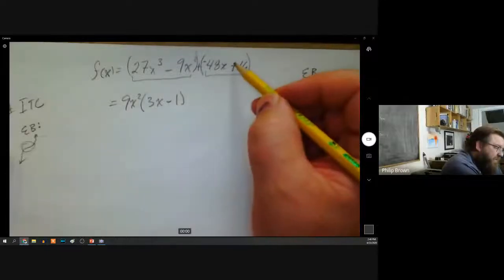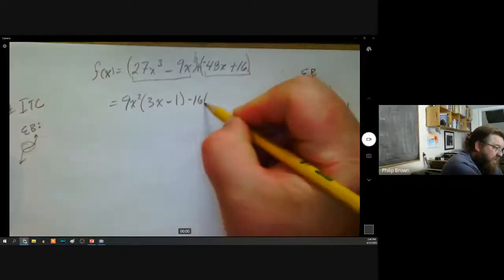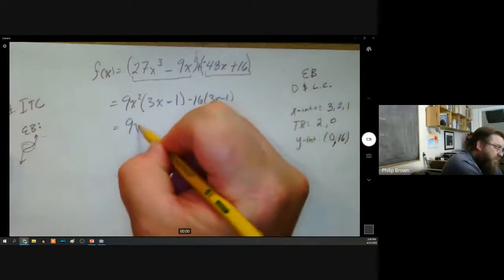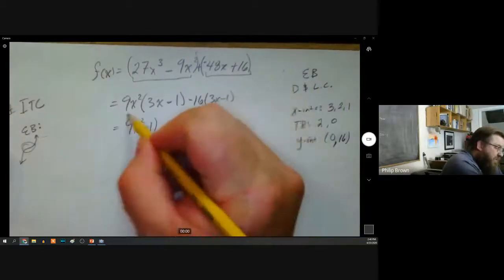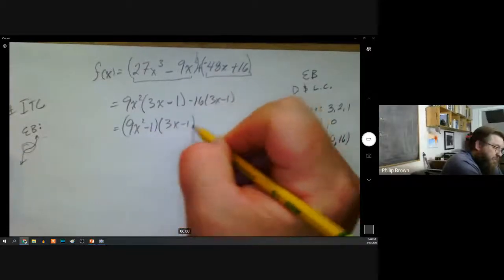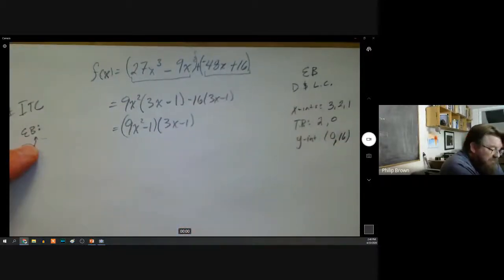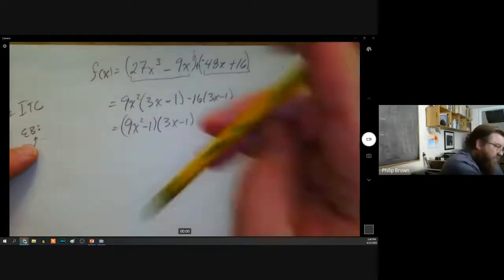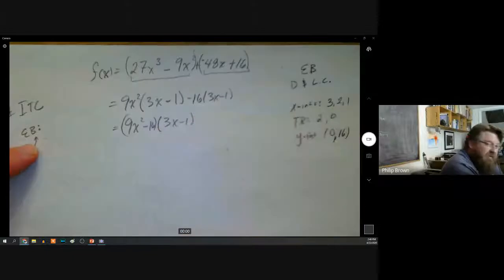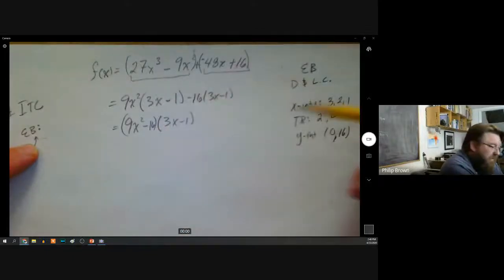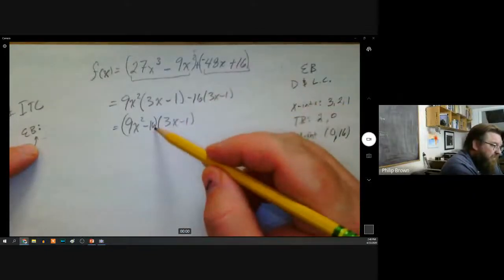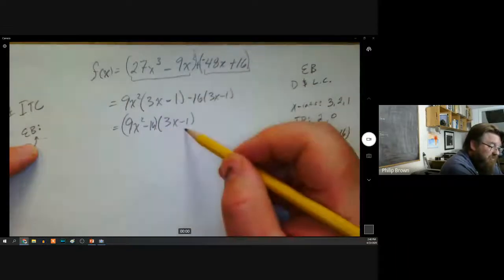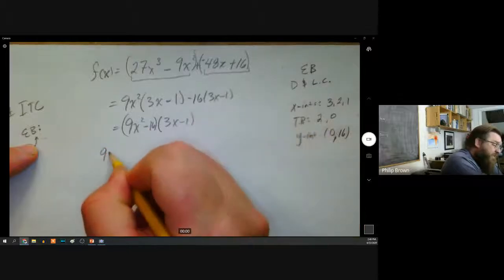Now over here, you can actually divide out a negative 16. And so you get 9x squared minus 16, times 3x minus 1. Sorry, that should say 16. This one's not factored completely because this is a difference of squares. The other one is completely factored, but watch. It doesn't even really matter.